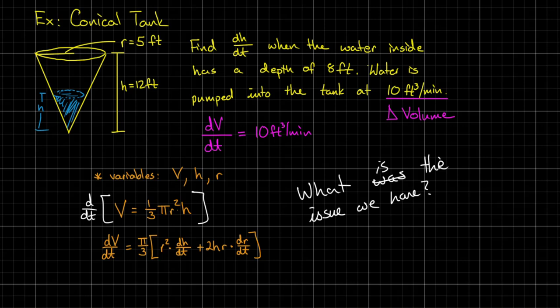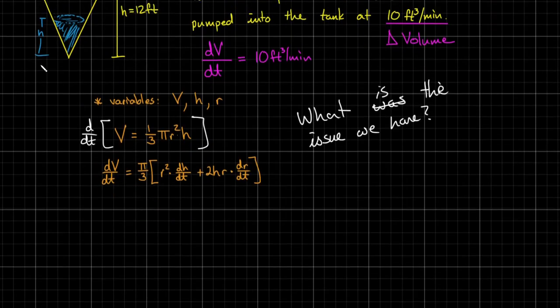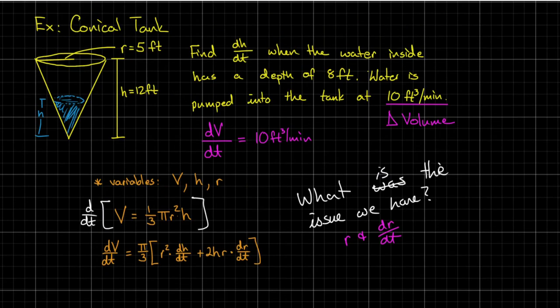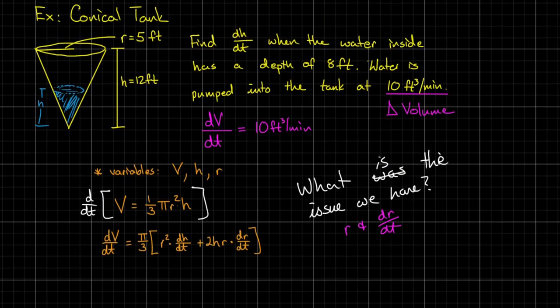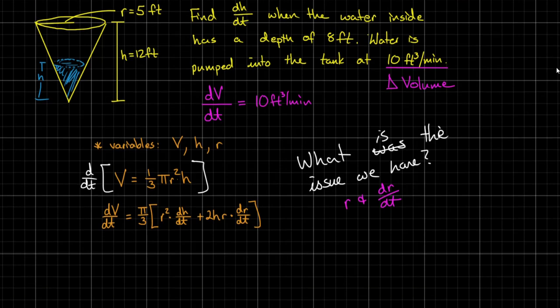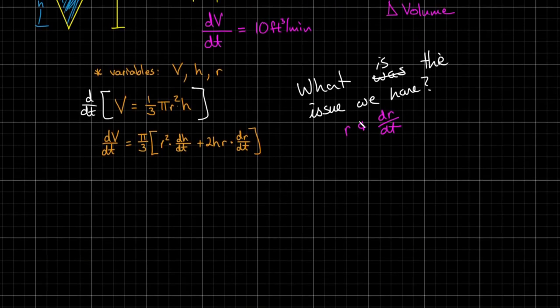So here's what I want you to do for the bell ringer. The issue with this problem, and I'm just going to really highlight it, is we don't want r in this problem. We don't want to have to deal with r anytime if we can avoid it. So the issue that we have is r and dr/dt. We need a way to get rid of it. We want h. How do I know I want h in this problem? We're trying to find how fast the height is changing, right? So I need h because I need dH/dt. I have to have it. So we need a way to get rid of r and dr/dt.